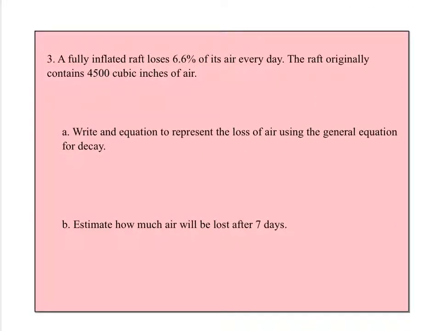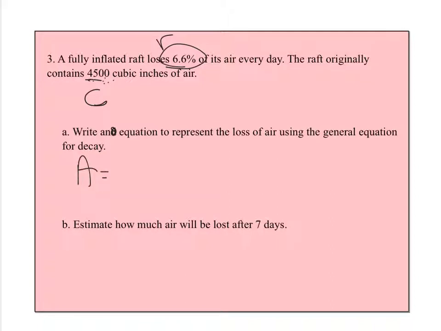Okay, so let's take a look. A fully inflated raft loses 6.6% of its air every day. The raft originally contains 4,500 cubic inches of air. So anytime they give you a big number like 4,500, that should be your dead giveaway. That's going to be your initial C. All right, so then 6.6%, that's going to be your rate. So write an equation to represent the loss.